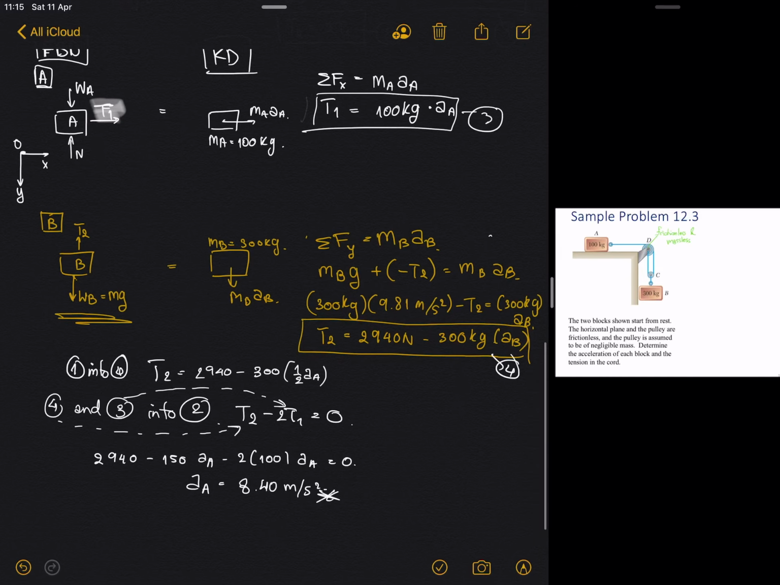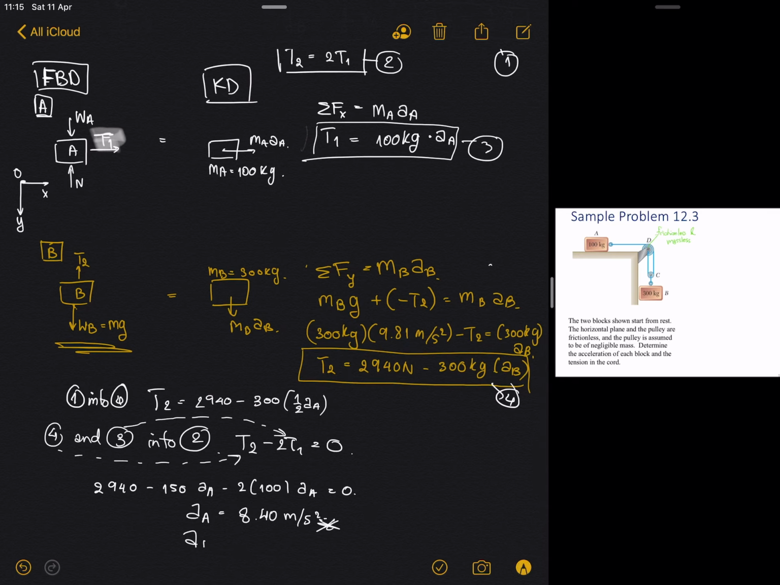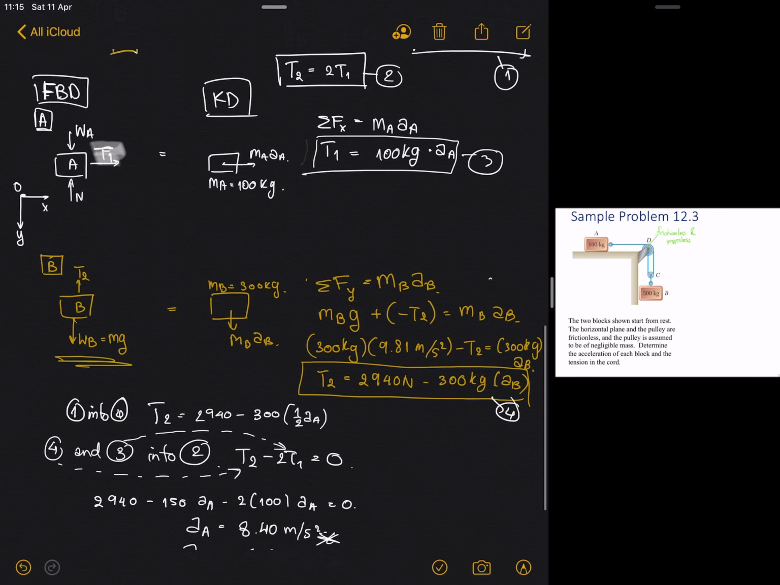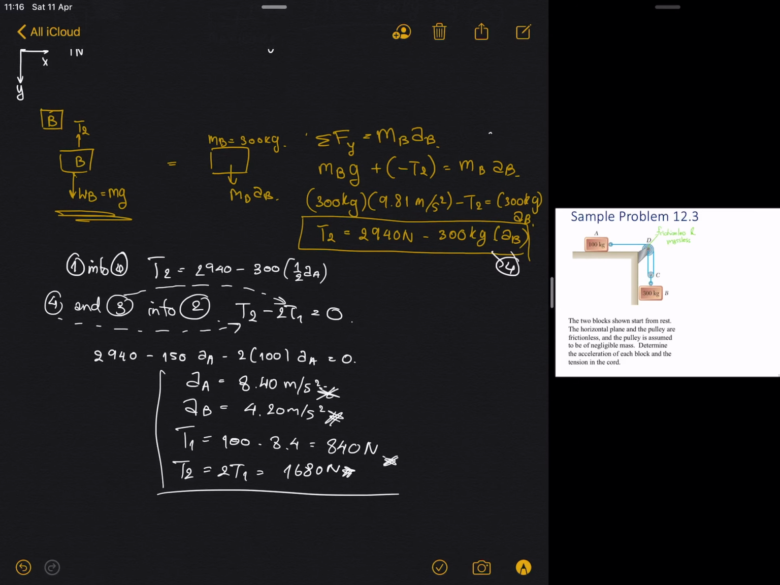Then you plug this into the first equation. AB is equal to half of AA, so AB is 4.20 meters per second squared. And then for T1, you plug into equation 3, substituting AA: 100 times 8.4 means you will get 840 newtons as the answer. And T2 is now equal to 2T1, which is 1680 newtons. So here is the answer.